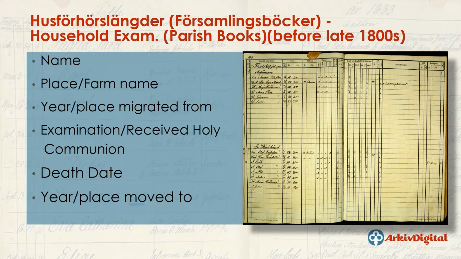So these household exam pages are from before the late 1800s. They're a little more primitive. They have a little less information, but some of the great things that they provide you are the name, the place name, the year or place they emigrated from, whether or not they attended the examination and received Holy Communion, death dates, and the year and the place that they moved to.